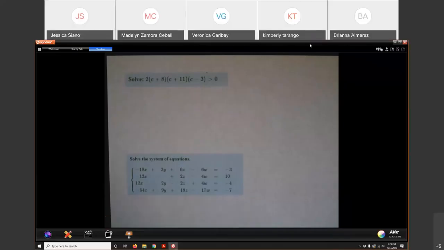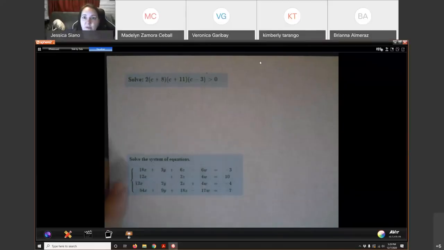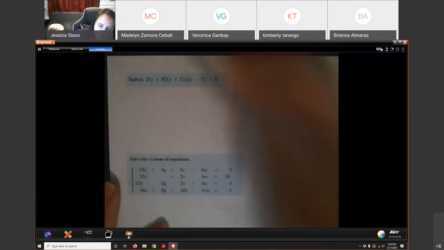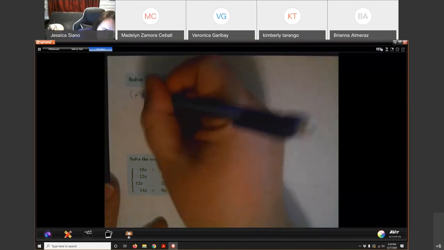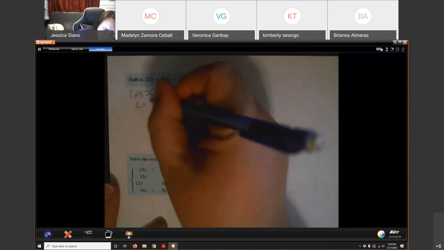So this is the second half of our final exam review. We're going to start here with a polynomial inequality. Now, when we solve a polynomial inequality, the first thing we want to do is find the roots. So to find the roots, we set each factor equal to 0, the same way we would if it was a polynomial equation.